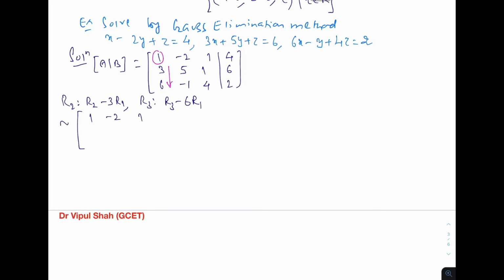So this is 1 minus 2 1 4. Now multiply minus 3 and add here. So minus 3 plus 3 is 0, then this is 6 plus 5, so that is nothing but 11. Then this is minus 3 plus 1, so that is minus 2. Then this one is minus 12 plus 6, so minus 6.